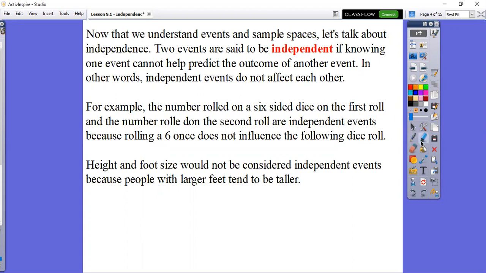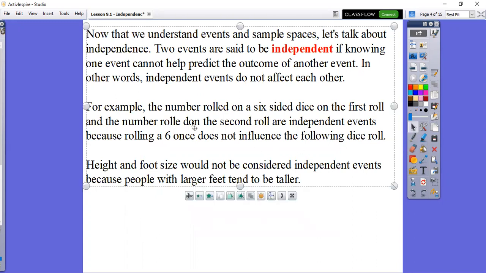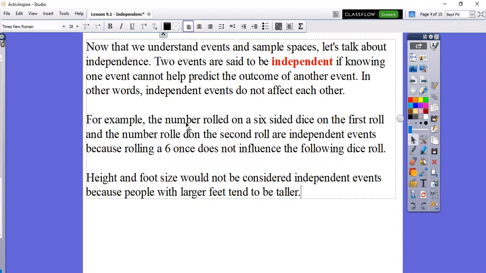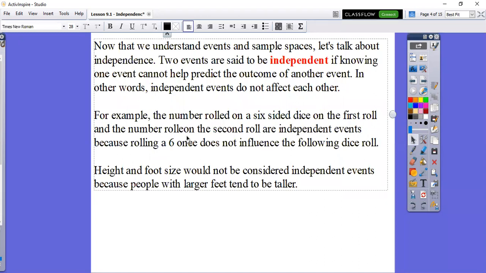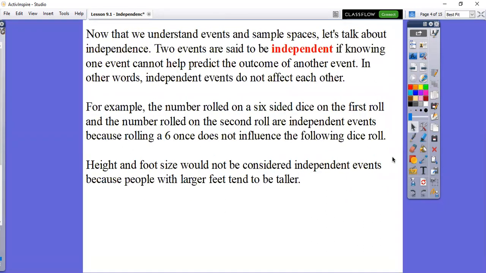So for example, if I roll the number 6 on a 6-sided die on the first roll, then the number rolled on, I realized just here that this is a typo. So the number rolled on the first roll and the number rolled on the second roll are independent events because the die doesn't remember what you just rolled and it doesn't try to roll something different. Height and foot size would not be considered independent because generally, if you're taller, you tend to have larger feet.